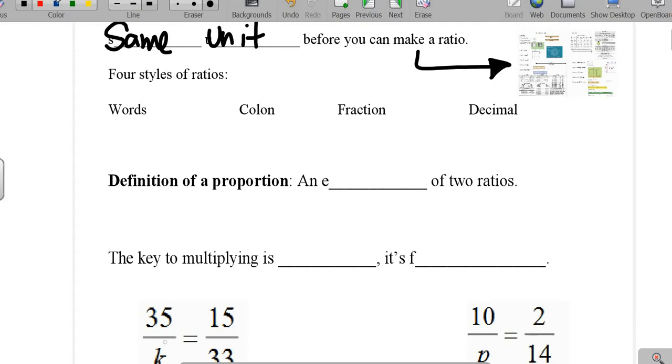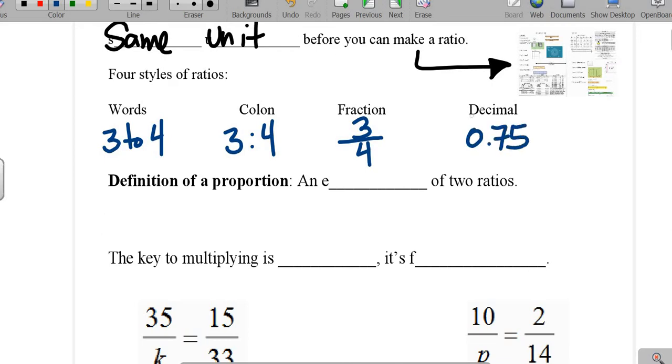Ratios. You need to be comfortable recognizing them these 4 ways. Words. A colon, 3 to 4. A fraction, 3 to 4. And a decimal, 3/4 of a dollar is 75 cents. So you need to understand that all fractions, all decimals are what we would call ratios. You need to recognize all 4 of them: words, colon, fractions, decimals.